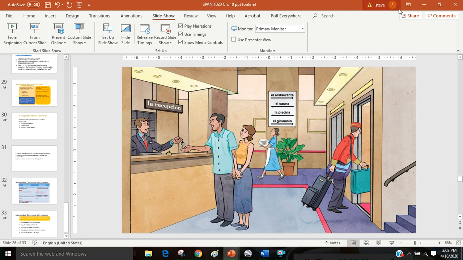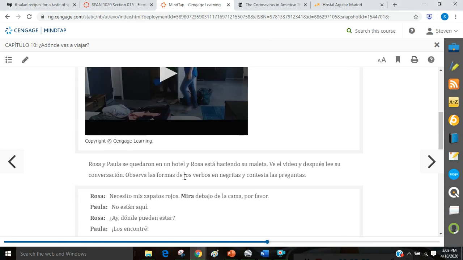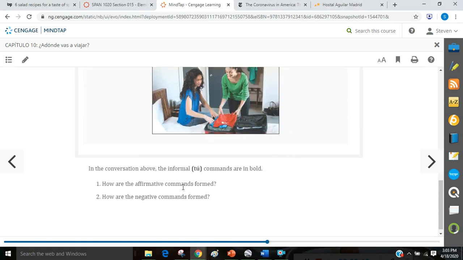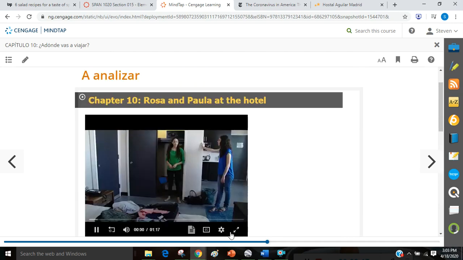Ahora estudiamos mandatos informales en la página 333 en el libro de texto. Dice, Rosa y Paula se quedaron en un hotel y Rosa está haciendo su maleta. Ve el video y después lee su conversación. Observa las formas de los verbos en negritas y conteste las preguntas. Las preguntas son, how are affirmative commands formed? How are negative commands formed? Primero vamos a ver el video.